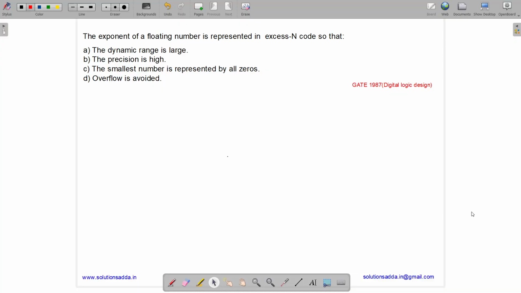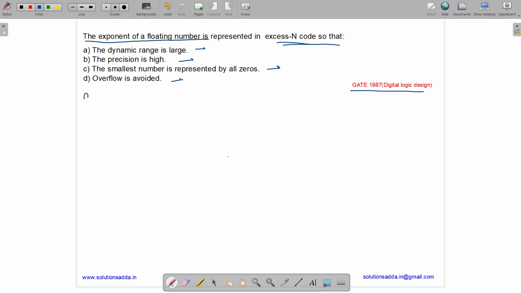This question belongs to the Digital Logic Design subject and was asked in GATE 1987. The topic name is number systems. The question asks: the exponent of a floating number is represented in excess-N code so that the dynamic range is large, the precision is high, the smallest number is represented by all zeros, or overflow is avoided.